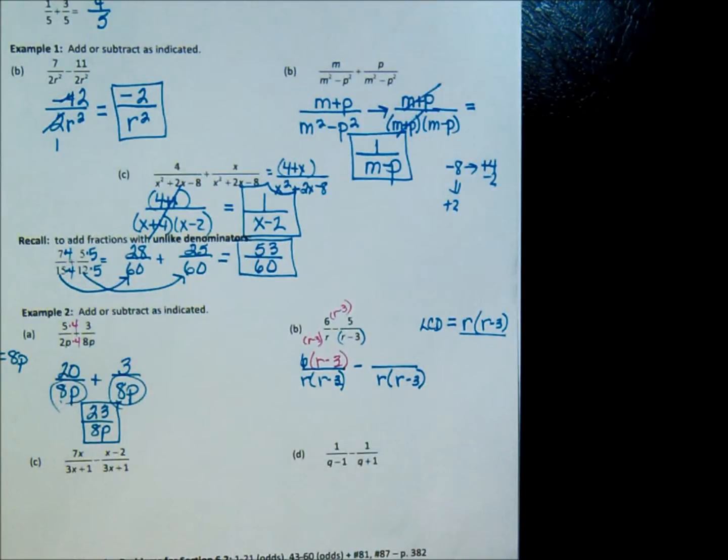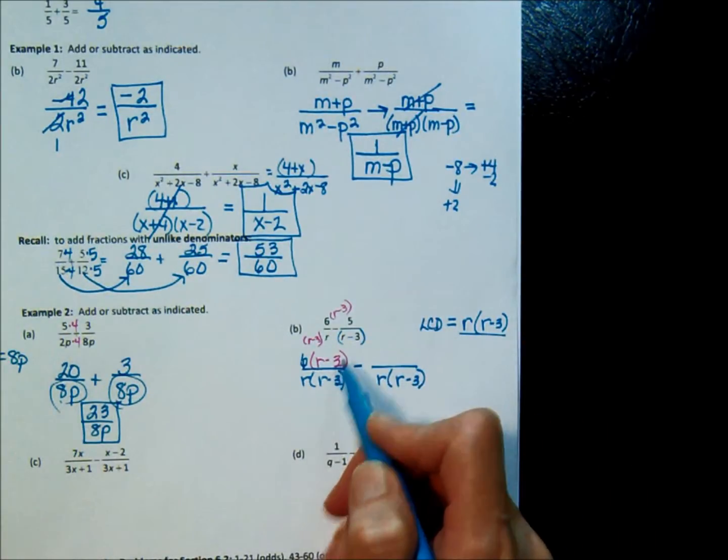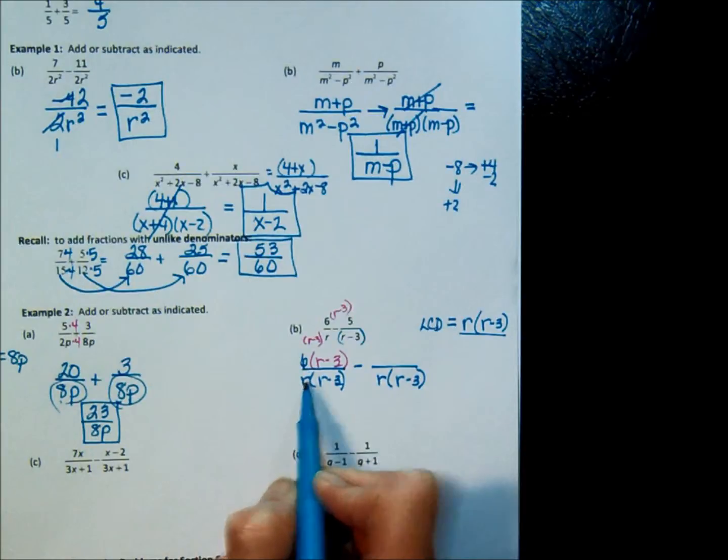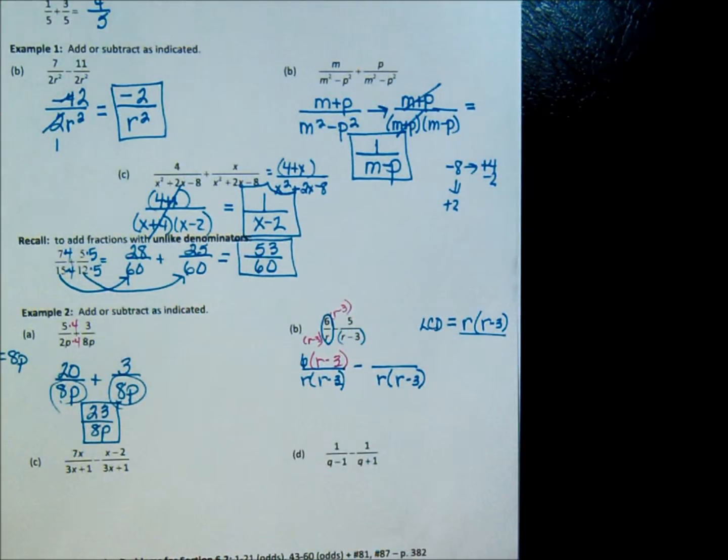Now, before we go any further, I want to show you something. At this point, if you quit and you cross-canceled the r minus 3's, which you could do, you would end up with 6 over r, which is what you started with. So I know that it's right.